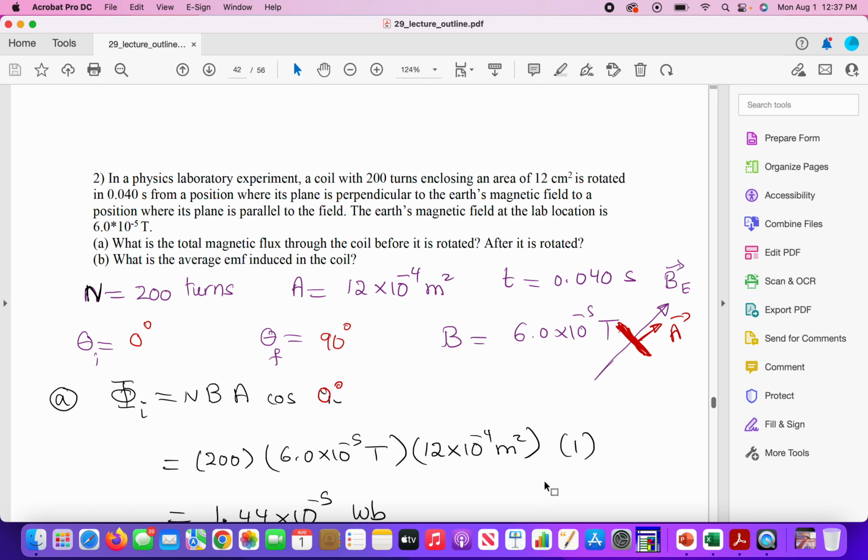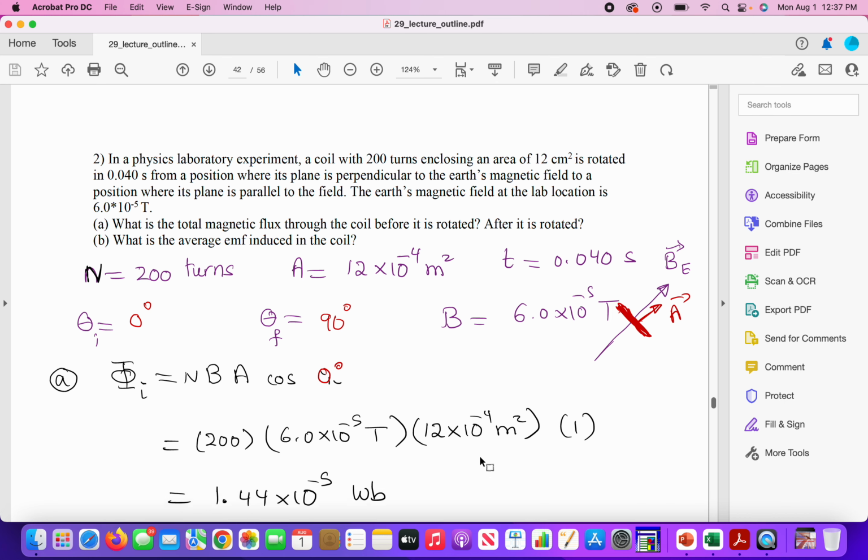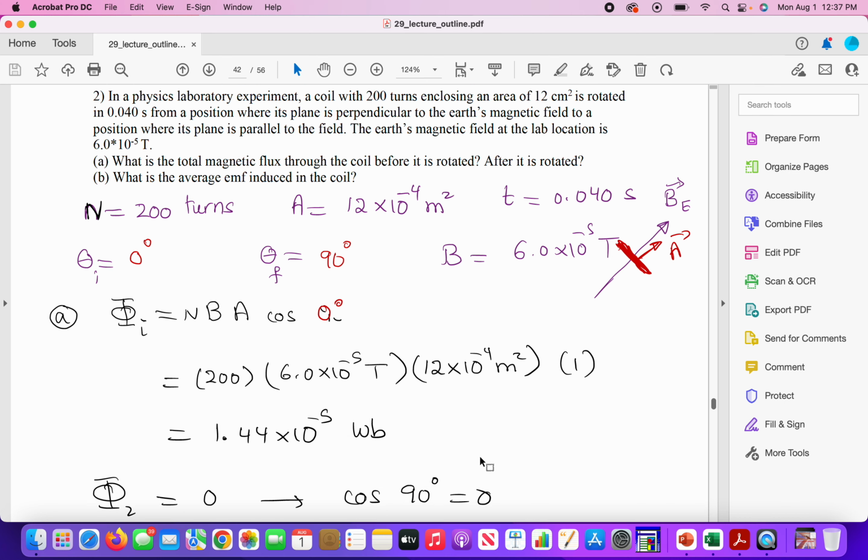This is a very straightforward question. The first thing is I'm listing my knowns and unknowns. N is 200 turns, A is 12 × 10⁻⁴ meters squared, and t is 0.040 seconds. And theta initial, this is very important. If you look here, they said it's from the position where its plane is perpendicular to the Earth's magnetic field.